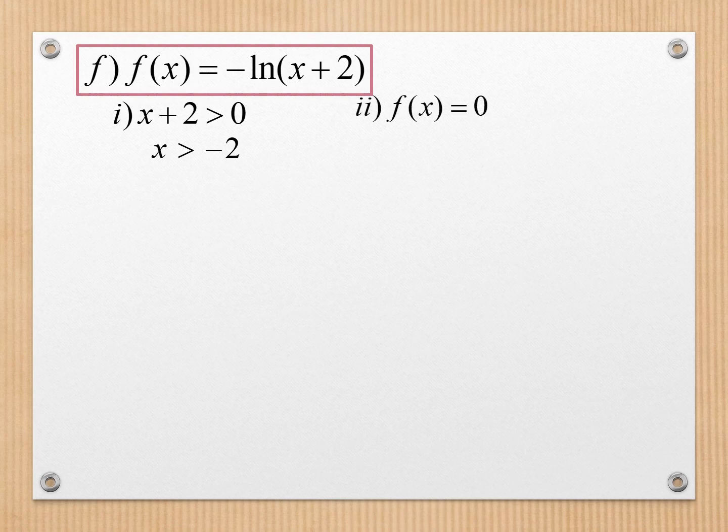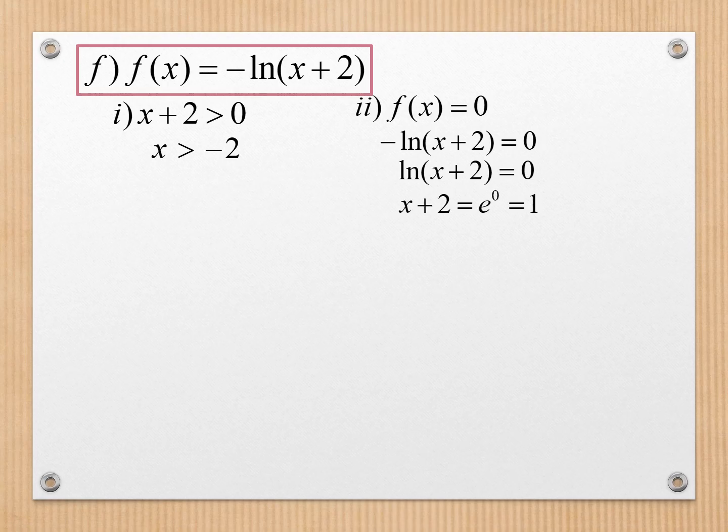Then we find the x-intercept, f(x) equals 0. So then negative ln(x + 2) equals 0. Then we make it positive on both sides, ln(x + 2) equals 0. Then applying e on both sides, we get x plus 2 equals e to the power 0. Then finally, we get x equals -1.